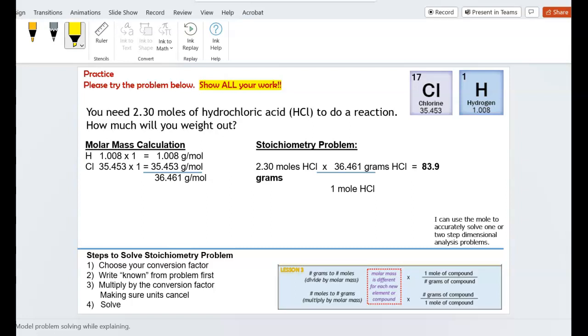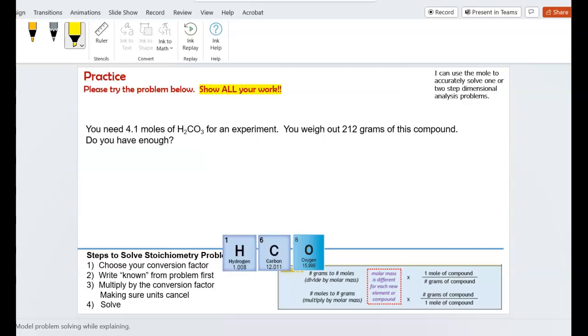And finally, one last type. This one is, again, worded a little differently. It says, I need 4.1 moles of carbonic acid for an experiment. I weigh out 212 grams of the compound. Do I have enough? So it's really a yes or no answer, but you have to do the math to figure it out. There are 2 ways to solve this problem. If you'd like to give it a shot before I say anything, you could pause the recording here, and I'll share the answer with you in a moment.